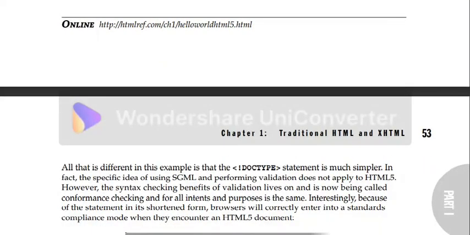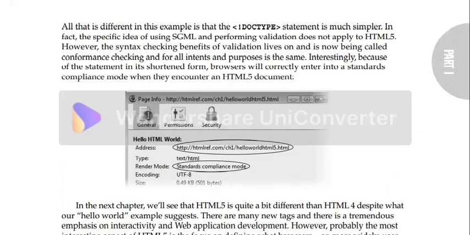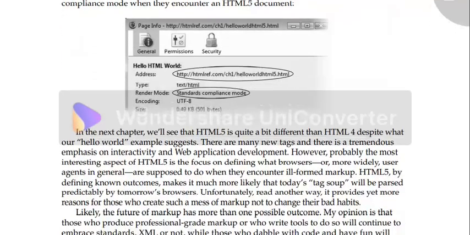Online at http://htmlref.com. All that is different in this example is that the doctype statement is much simpler. In fact, the specific idea of using SGML and performing validation does not apply to HTML5. However, the syntax checking benefits of validation live on and is now being called conformance checking, and for all intents and purposes is the same. Interestingly, because of the doctype statement in its shortened form, browsers will correctly enter into a standards compliance mode when they encounter an HTML5 document.